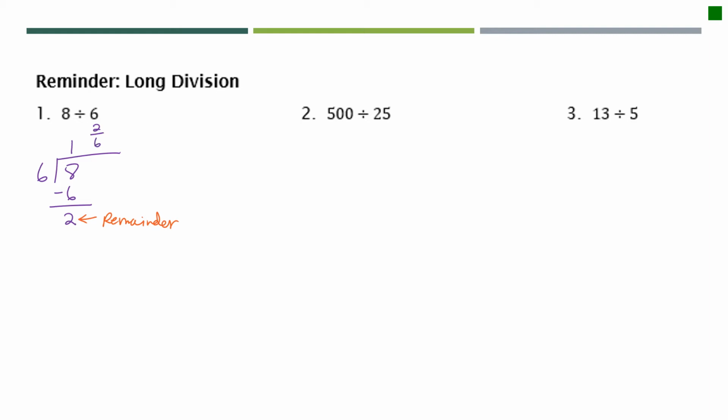which was 6. Now, 2 over 6 is a fraction that reduces. So my final answer would be 1, and then 2 over 6 reduces to 1/3. So if I divide 8 by 6, it goes in 1 1/3 times.